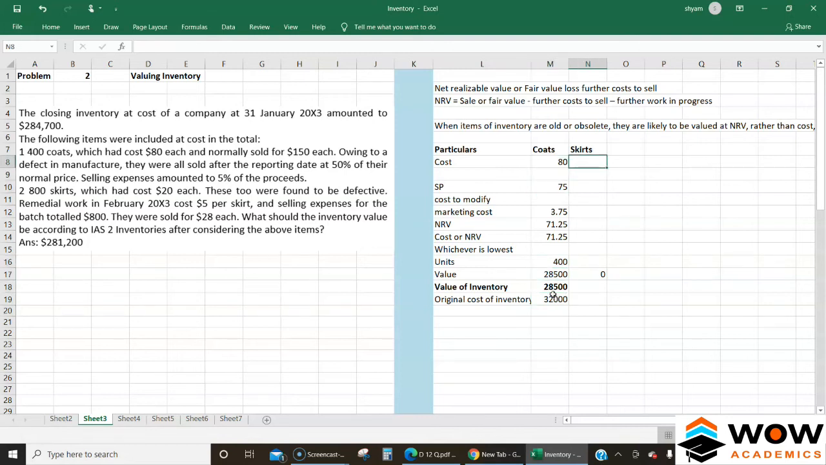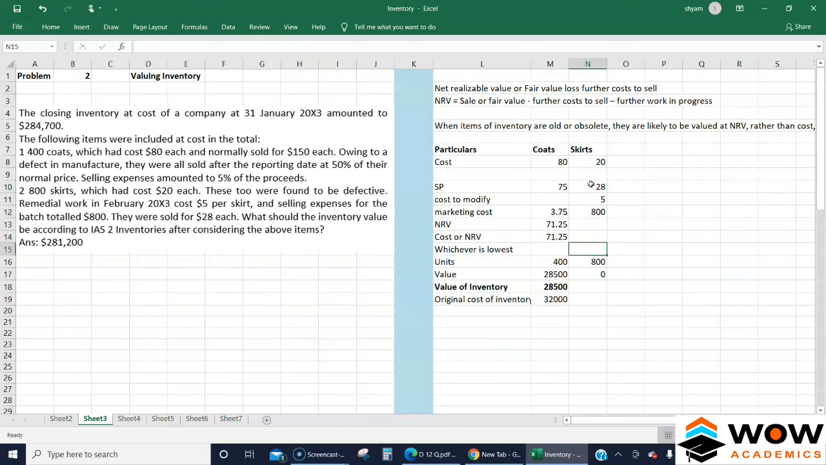We'll go to the skirts part. So now we have 800 skirts which had cost 20 each. These were found to be defective. Remedial work in February cost 5 per skirt. And selling expenses for that batch totaled 800, and they were sold for 28.